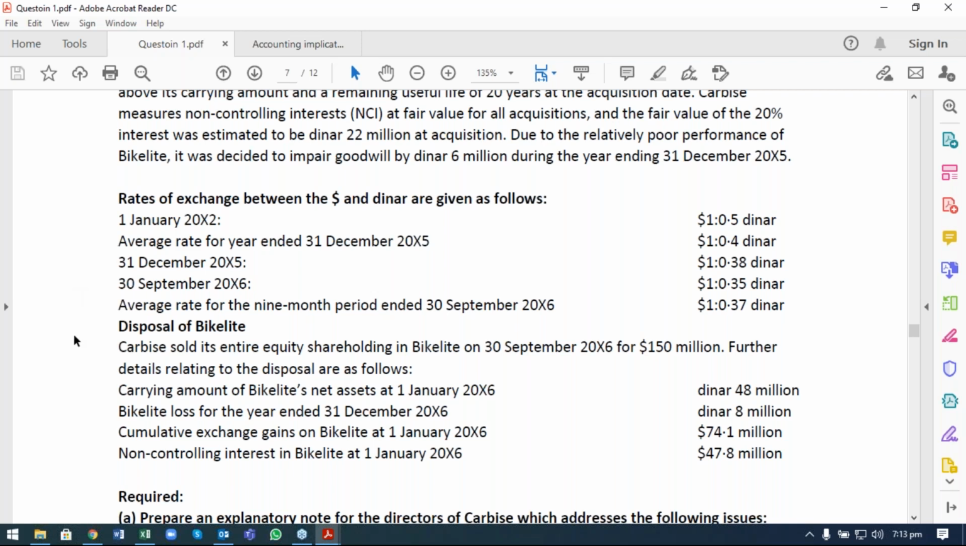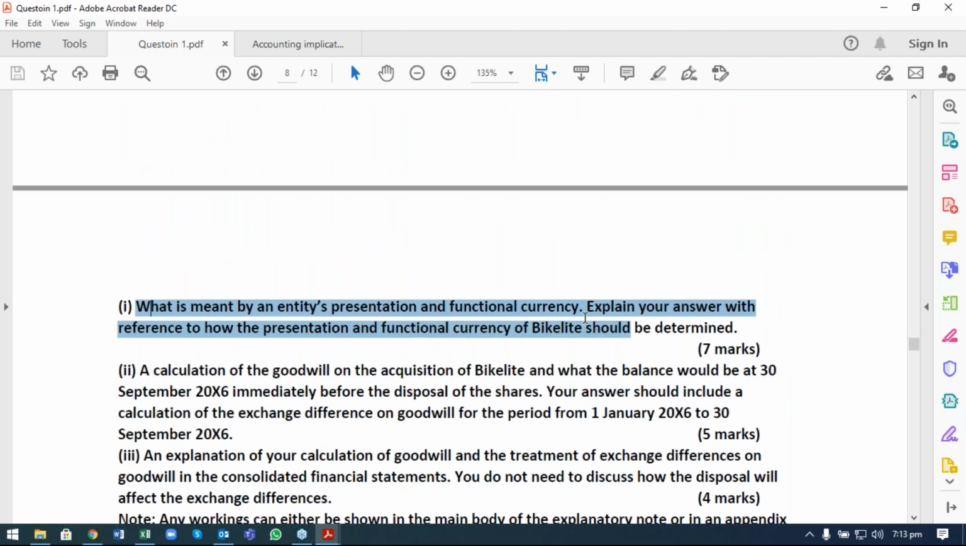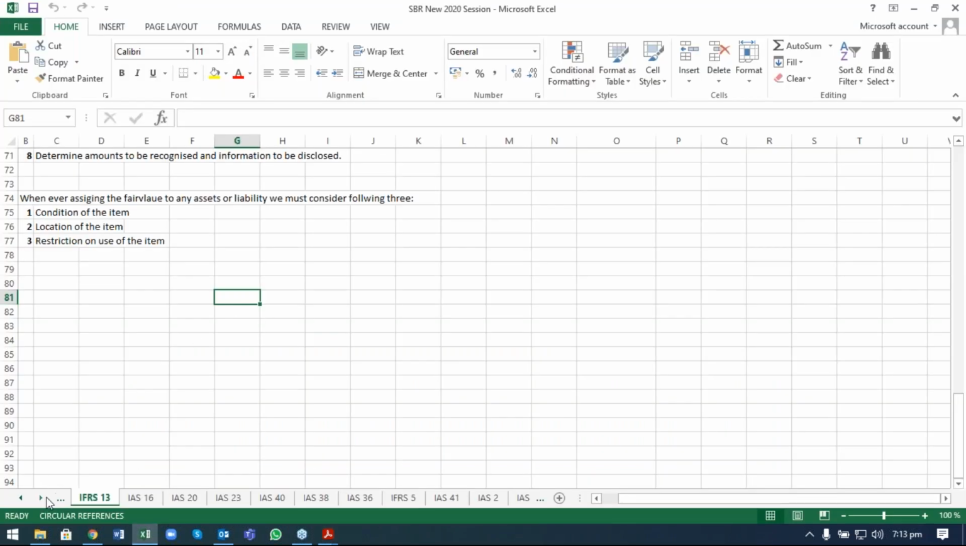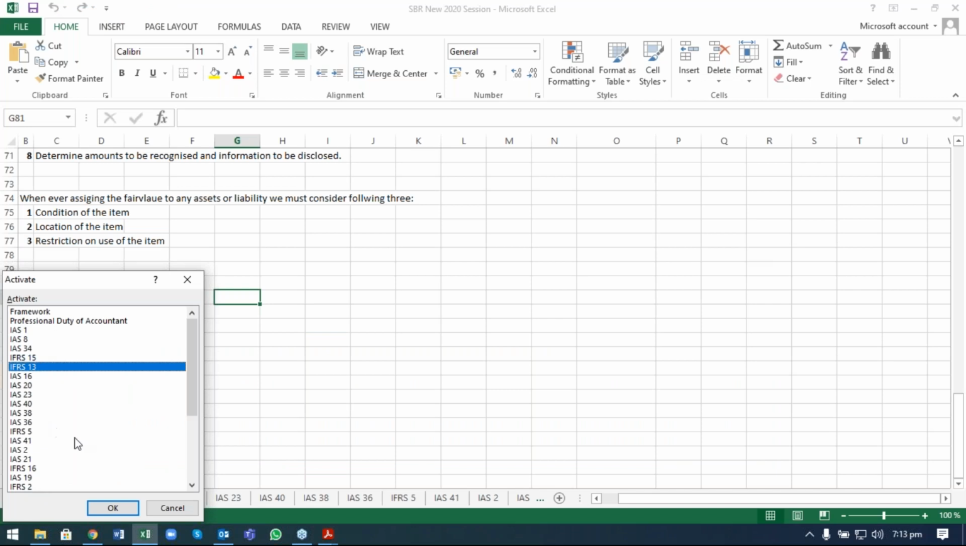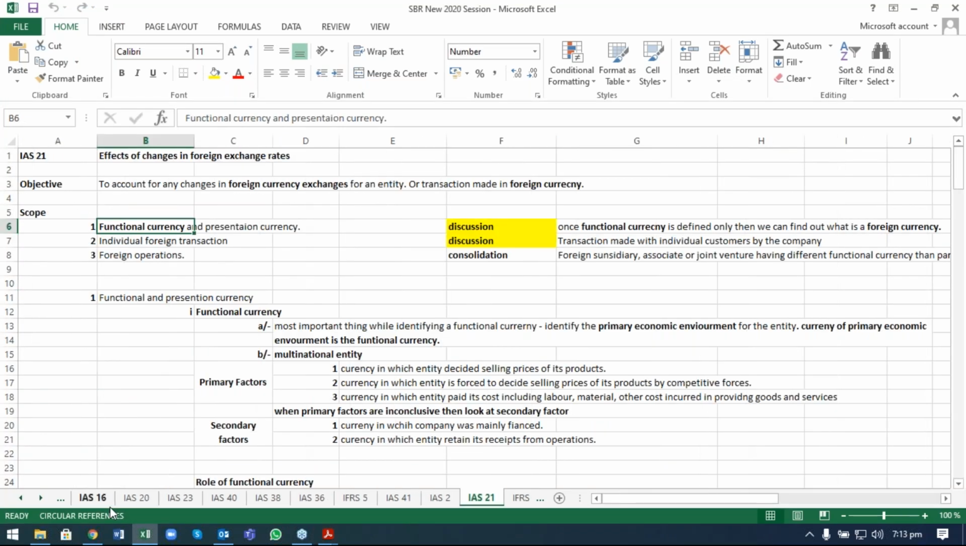If you're looking into the very first requirement of this question, which was how the presentation and functional currency of Backlight should be determined, how we can determine the presentation and functional currency of a subsidiary which was acquired on 1st January 2002. For that matter, we need to apply IAS 21. First, I'll understand what the standard explains and how we are going to identify the functional currency.